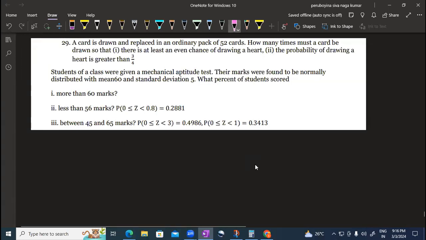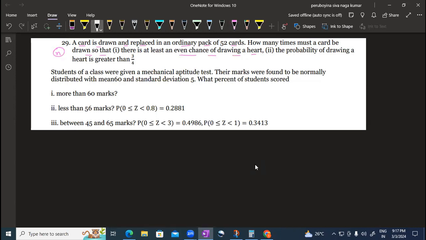Question number 29. A card is drawn and replaced. He is drawing and replacing. That means every time 52 cards are available. We know that a pack contains 52 cards. Of an ordinary pack of 52 cards, how many times must a card be drawn, let's suppose it will be n times, so that there is at least an even chance of drawing a heart, and the probability of drawing heart is greater than 3 by 4. So 2 questions he asked.